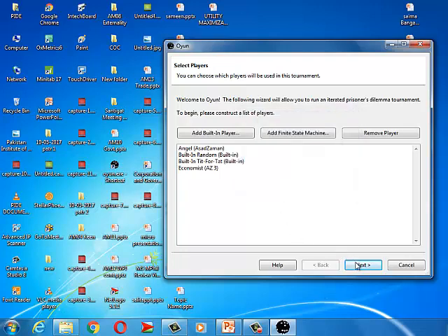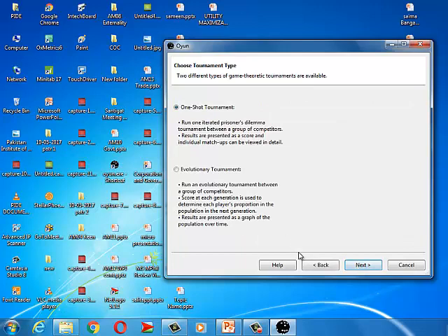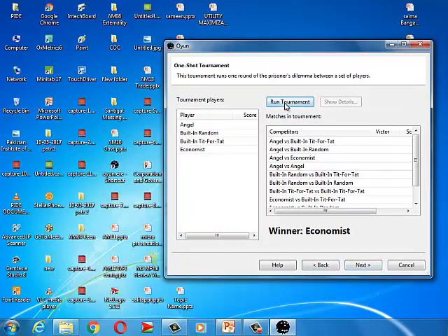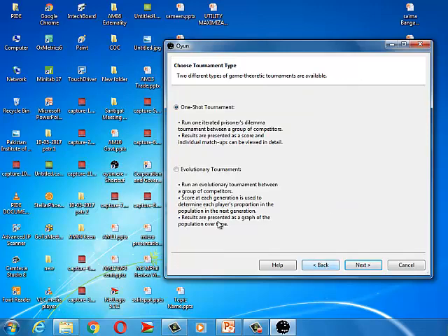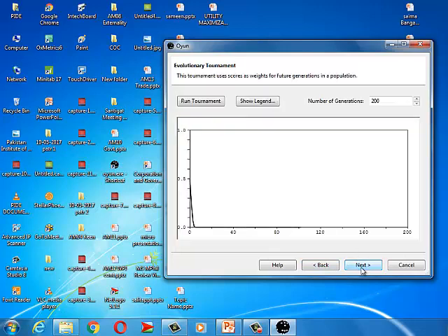Alright, so next, one shot tournament. Run tournament. Okay, angels are still doing very badly, economists are doing better, but the built-in tit for tat does the best. Now let's look at the evolutionary tournament.